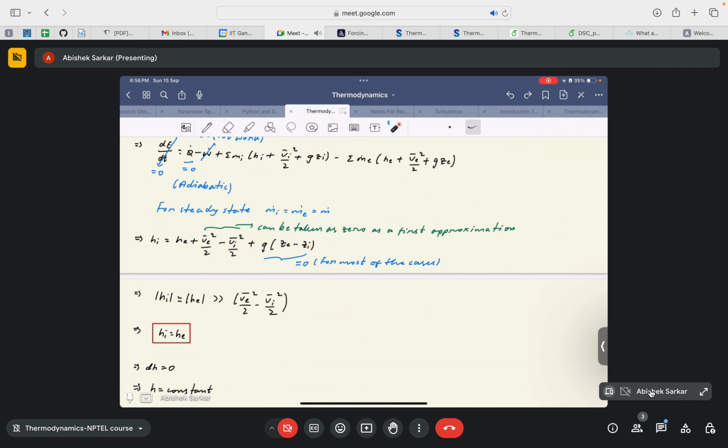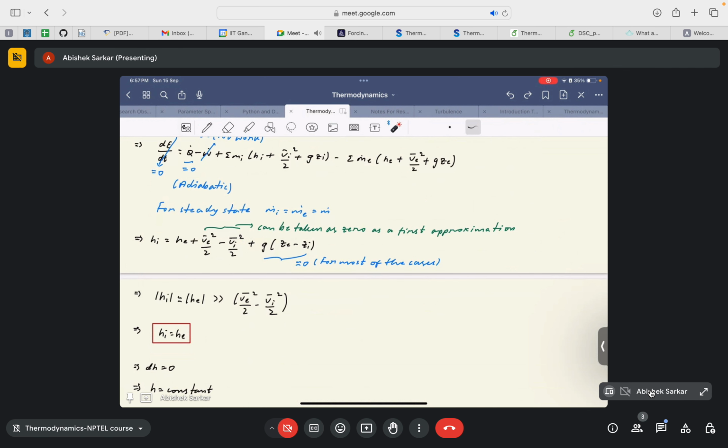Usually in most of the cases where we use throttling devices, the net change in the potential energy is almost equal to zero. Or if we assume that the throttling device is placed such that the inlet and outlet are at the same height level, then this change in potential energy is zero. Even if there is a certain change in height between the inlet and outlet, the change in potential energy is usually much smaller than the magnitude of the net enthalpy of the process. That's why we can take this to be equal to 0 for most cases.